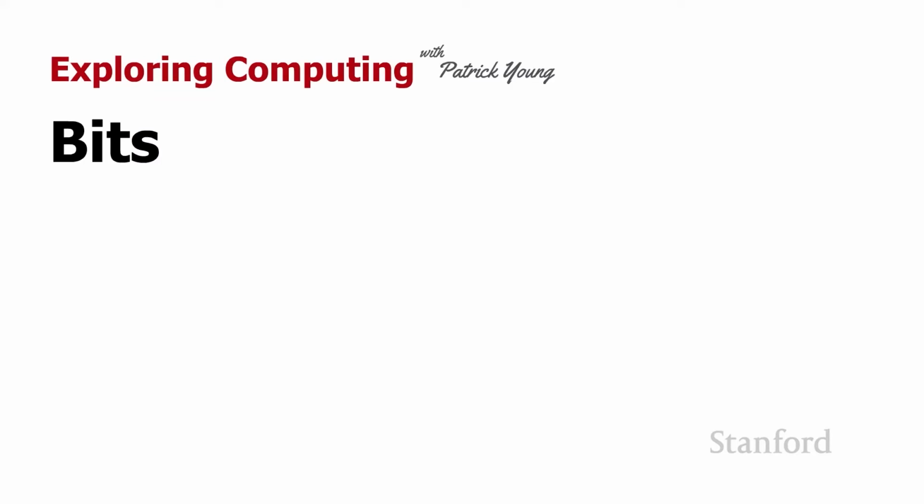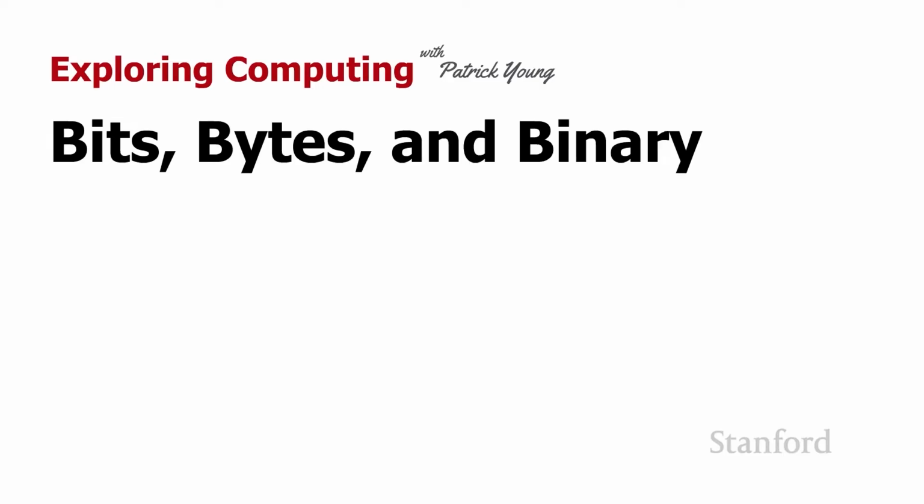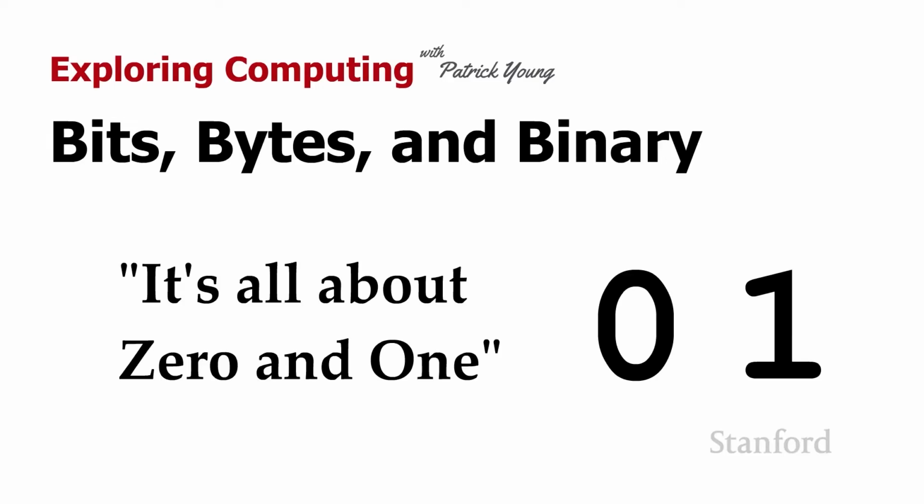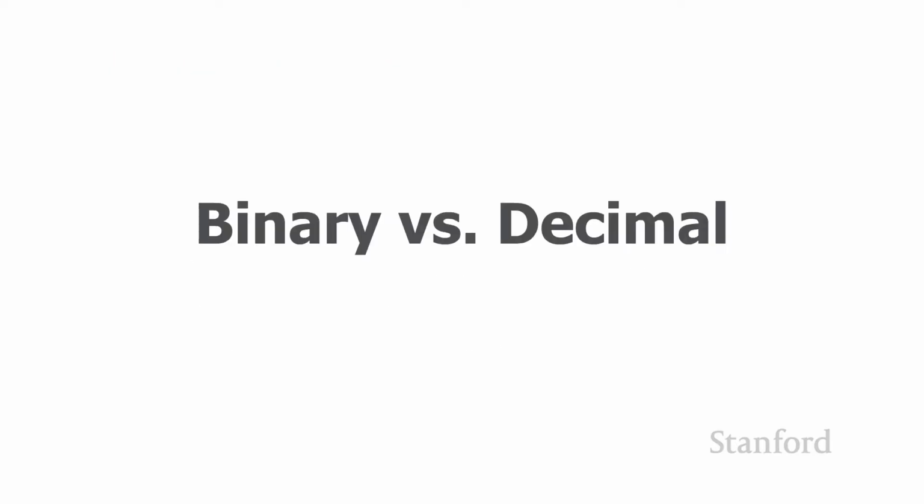Today's video is Bits, Bytes, and Binary Part 1, or It's All About 0 and 1. Computers use the binary number system. So let's take a look at what binary numbers look like. We'll begin by comparing decimal numbers, which are the numbers we're used to, with binary numbers.